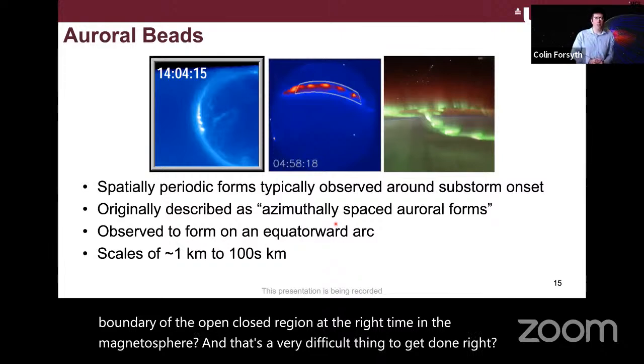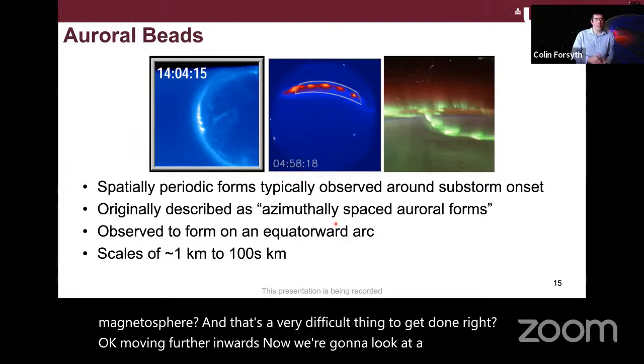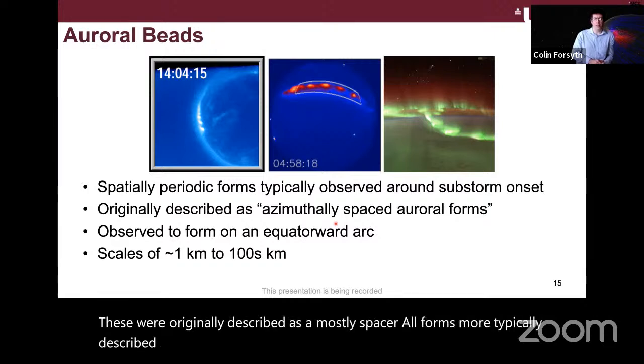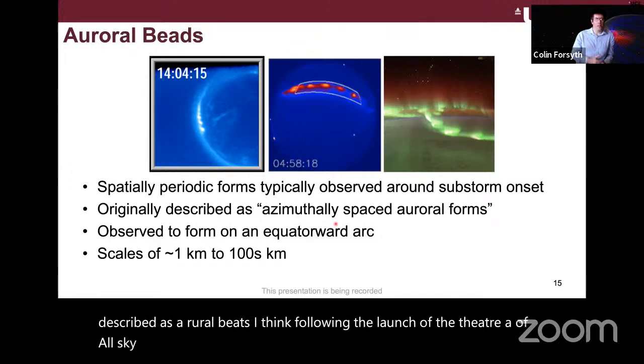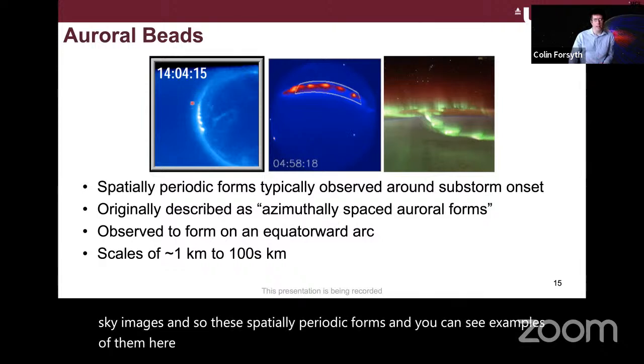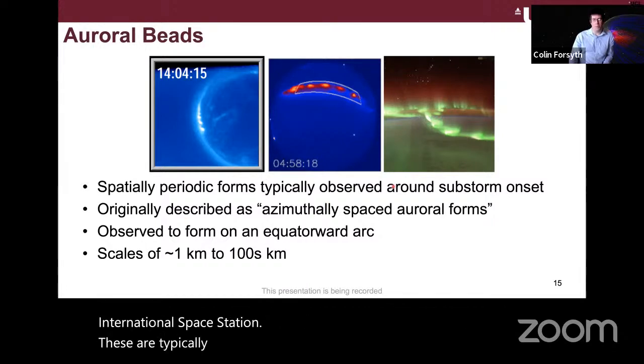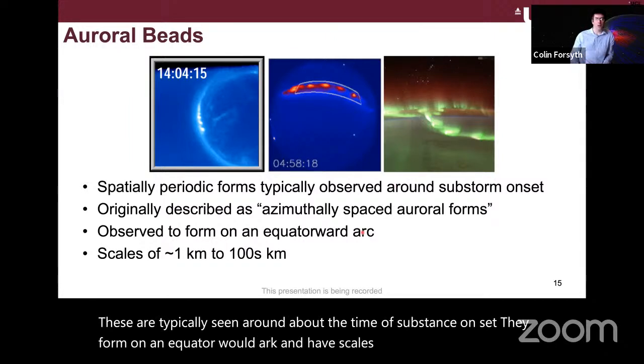Okay, moving further inwards now, we're going to look at auroral beads. Now, these were originally described as azimuthally spaced auroral forms, more typically described as auroral beads, I think following the launch of the Themis array of all-sky images. And so these spatially periodic forms, and you can see examples of them here, taken either from the IMAGE spacecraft, from the ground in the all-sky images, or taken here from the International Space Station. These are typically seen around about the time of substorm onset. They form on an equatorward arc and have scales of around about 1 to 100 kilometers or so.